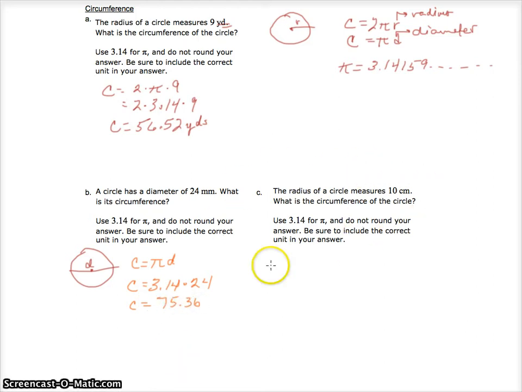Go ahead and see if you can find the solution to the next one on your own. Okay, go ahead and check your answer. We had the radius, so we use the circumference equals 2 pi r, which was 2 times 3.14 times 10, which gave me 62.8. Let's move on to area.